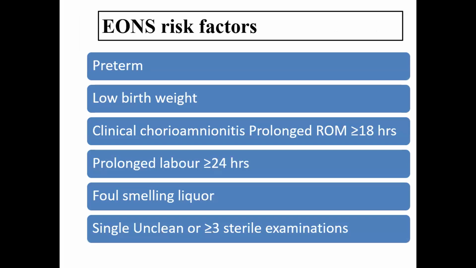So the risk factors for early onset sepsis are preterm baby, low birth weight baby. So clinical chorioamnionitis with prolonged leaking PV for more than or equal to 18 hours, prolonged labor, foul smelling liquor, or single unclean or more than or equal to 3 sterile examinations. So these are early onset neonatal sepsis risk factors.